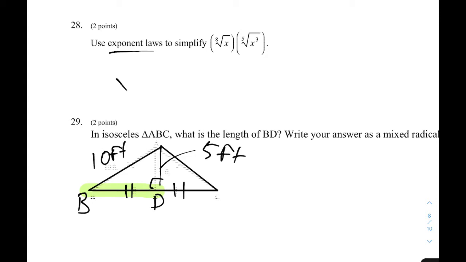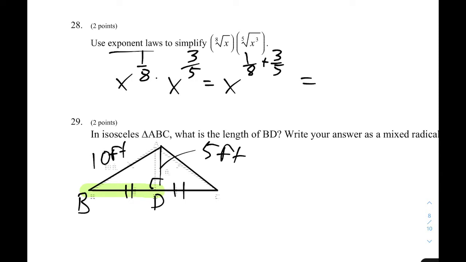So the 8th root of x is x to the 1/8. And the 5th root of x cubed is x to the 3/5. So these two are being multiplied by each other. This is the same as x to the 1/8 plus 3/5. And 1/8 plus 3/5 is, it's a 5.